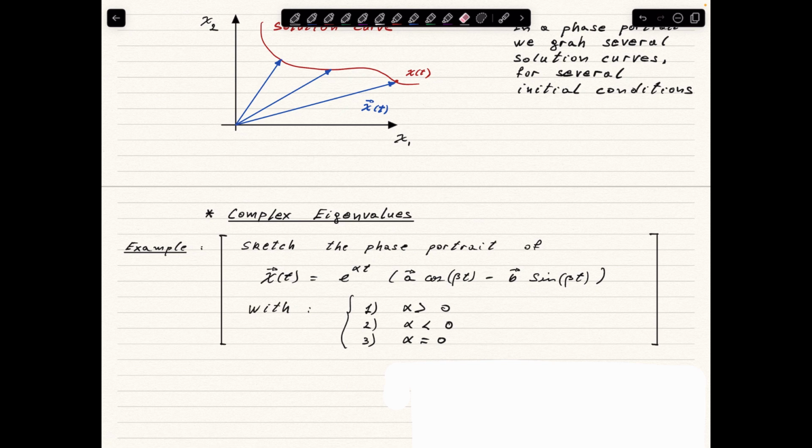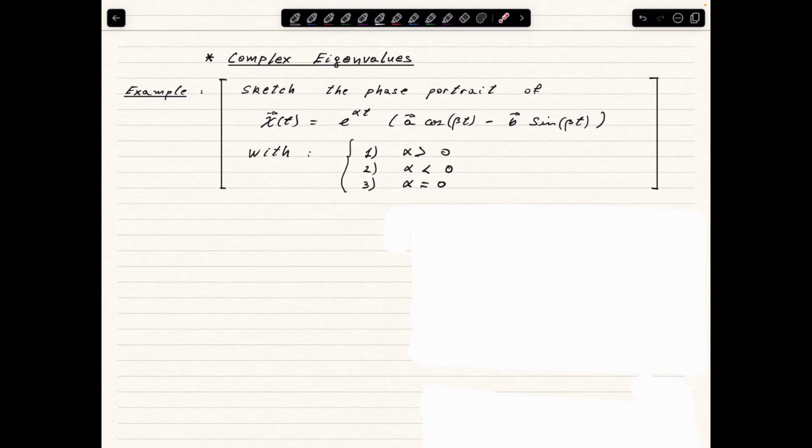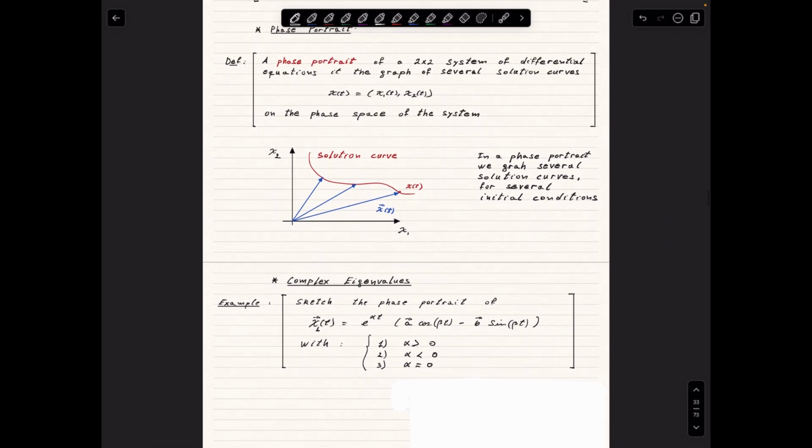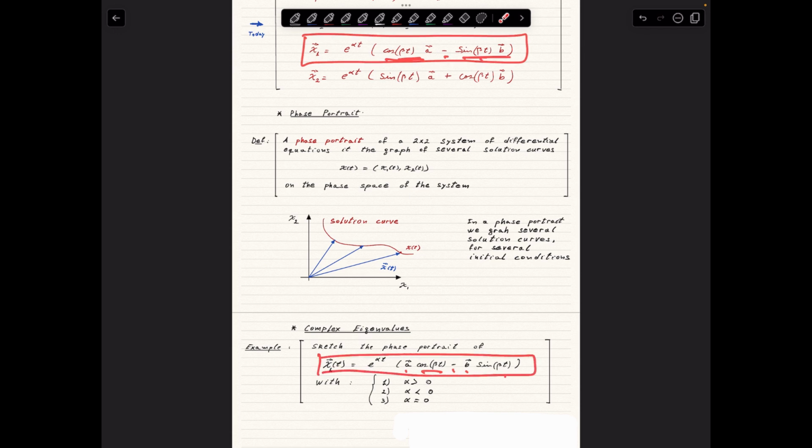And what we want to focus on today is the case of complex eigenvalues. So we're going to sketch the phase portrait of this solution, which, by the way, is the fundamental solution that we called fundamental solution 1 before. Let's see if it's true. It is A cosine minus B sine. A cosine minus B sine. So yes, it is solution 1. This is the solution we are going to graph.